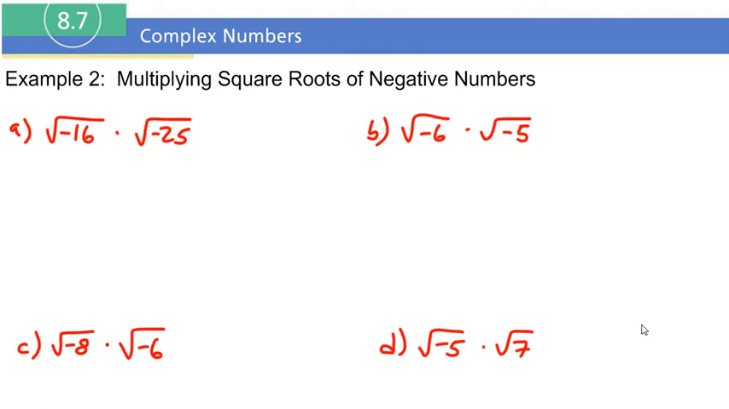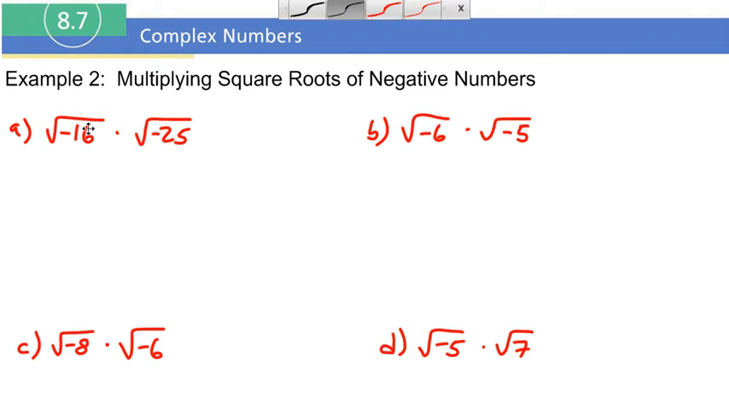Example number 2 now, we're going to multiply more radicals with negative numbers. So let's check out how these work here. Let's start with the square root of negative 16 times the square root of negative 25. Let's simplify each radical, and then we'll take the product, okay?